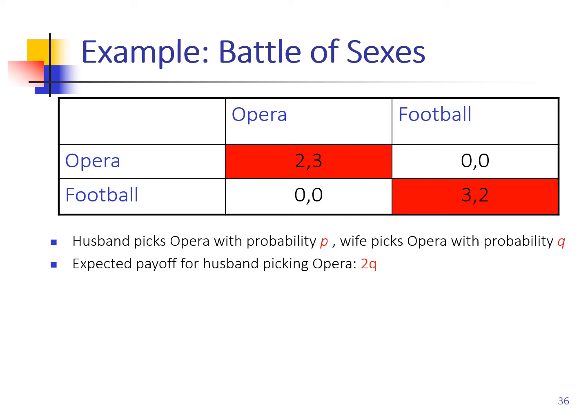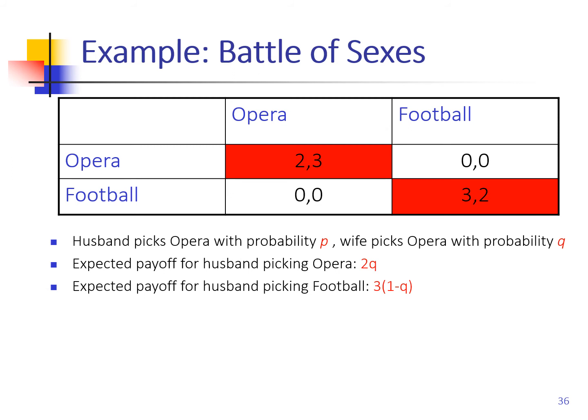If you want to calculate now the expected payoff for the husband picking opera, what is he going to get? He's going to get 2, right? This is the utility 2 multiplied by the probability that the wife chose opera. And what is that? That's Q. Remember, this is P, 1 minus P, Q, 1 minus Q. So it's going to be 2 multiplied by Q, right?